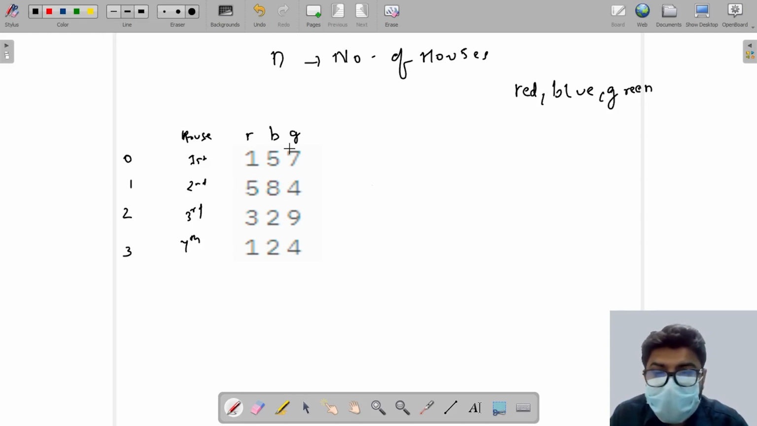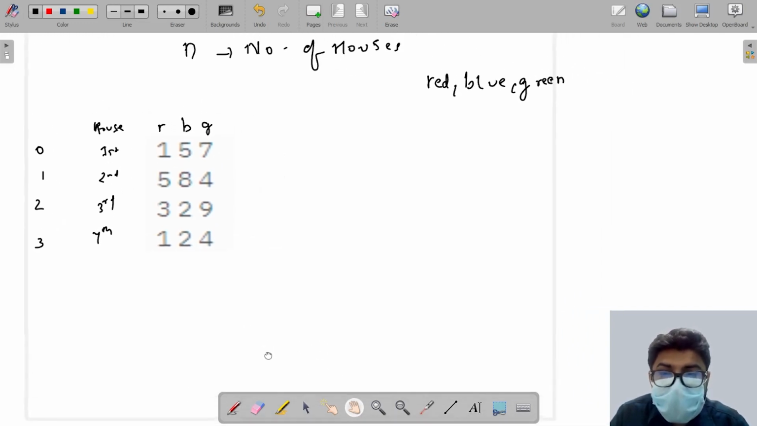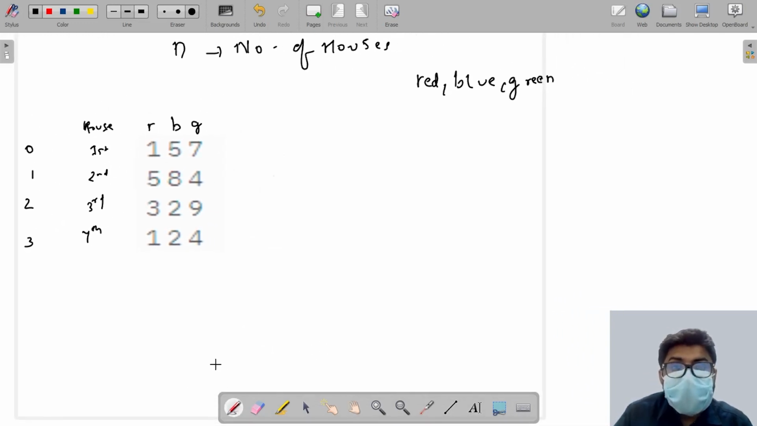Now what we have to do is find the minimum cost of painting the houses in a valid way, while following all the rules. The rules are that we are only allowed to use these 3 colors, and no 2 consecutive houses should be of the same color. While doing that, we have to find the minimum cost of painting all the n houses.